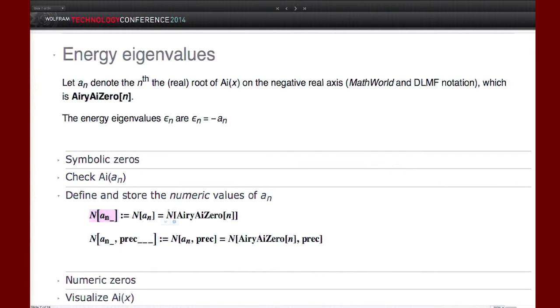So I'm just saying the numerical value of an is the numerical value of the built-in thing. And if I want to do this to high precision, I can do this. And I'm also saving the values when I compute them. Because these, particularly the high precision values, if I want to compute 500 of these, it takes a while. I might as well save and compute them.